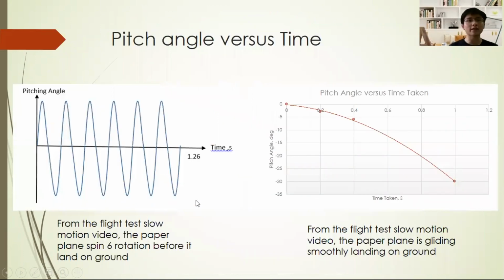Next is the pitch angle. The left one is the paper plane without any weight added. This is like a sine graph and is not smooth like the right one. So the right one shows that my paper plane is gliding smoothly and landing on the ground.